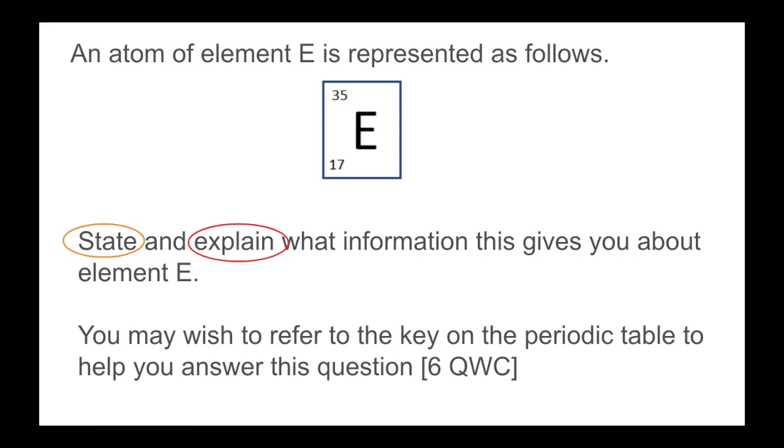Then it says explain. I've circled explain the information. So now you might have written down the facts, but you need to say why. It needs a because. So you're backing up what you've stated with evidence and with reasons. Okay?